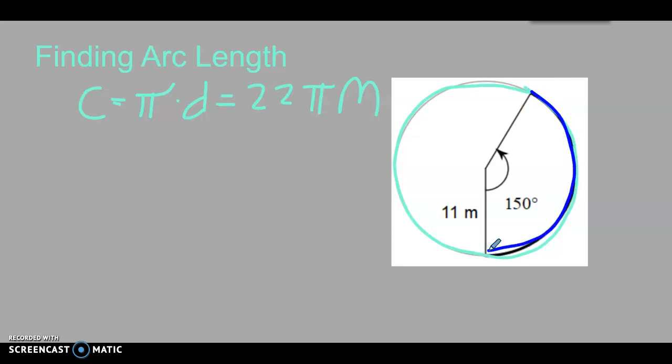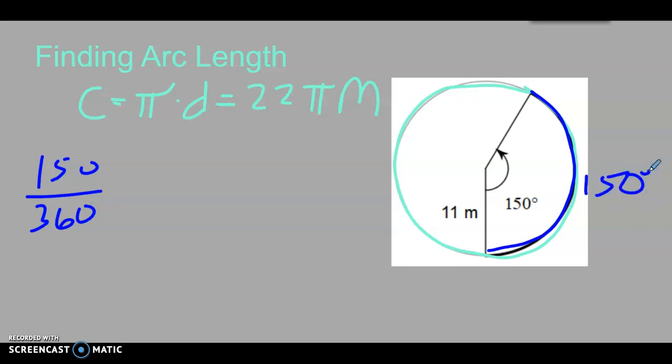In order to find the length of that part, we need to recognize that that's a fraction of the whole circumference. And that's 150 360ths of the whole circle. Because a whole circle is 360 degrees, and we know the arc measure is equal to the central angle. So if the central angle is 150, the arc measure is 150 degrees.